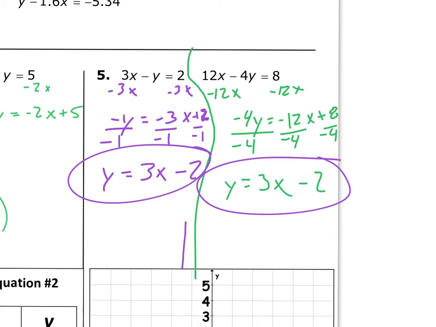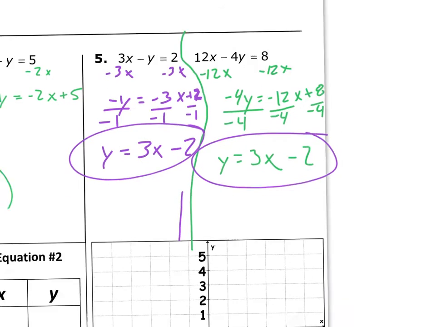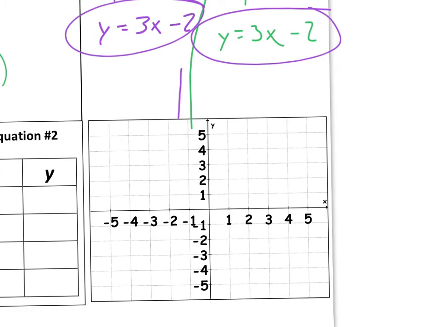So whenever we graph them, I have my y-intercept of negative 2. And I have a slope of 3, 1, 2, 3 over 1. So there's one line, and my second line is the exact same thing. So if both of those lines are on top of each other, they're intersecting at every single point. So we can say that that has infinite solutions.